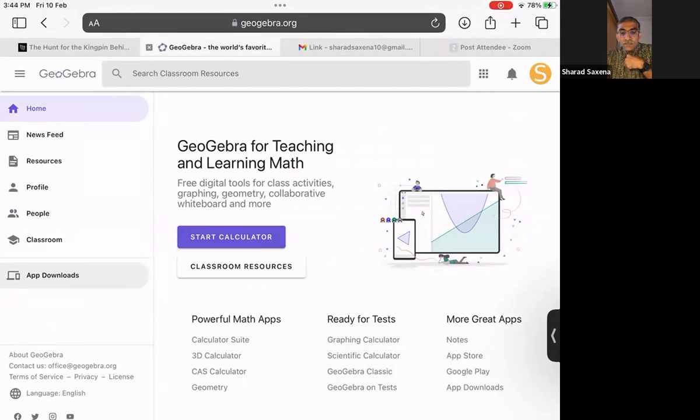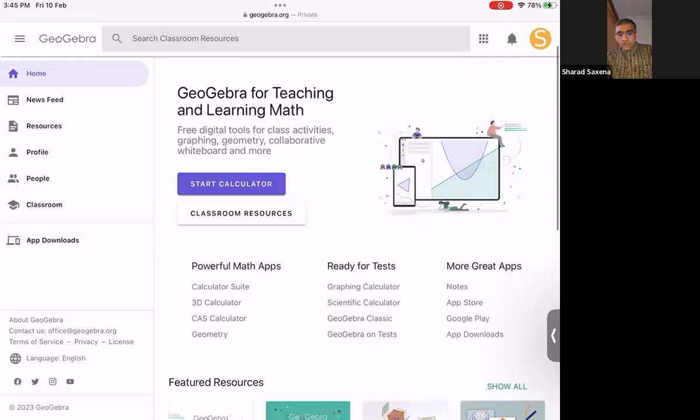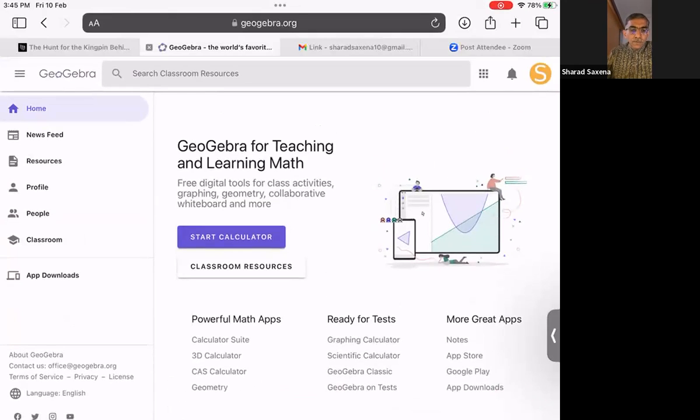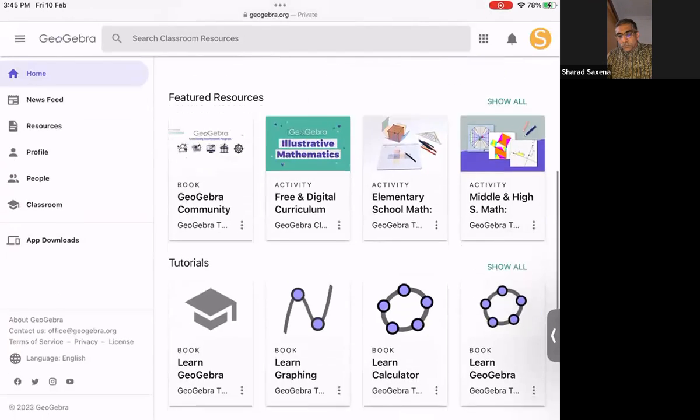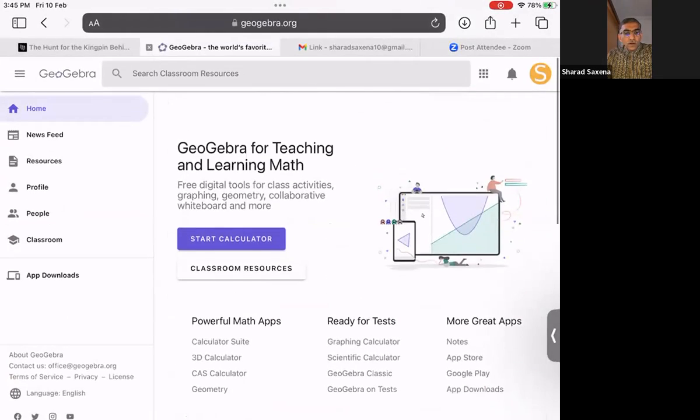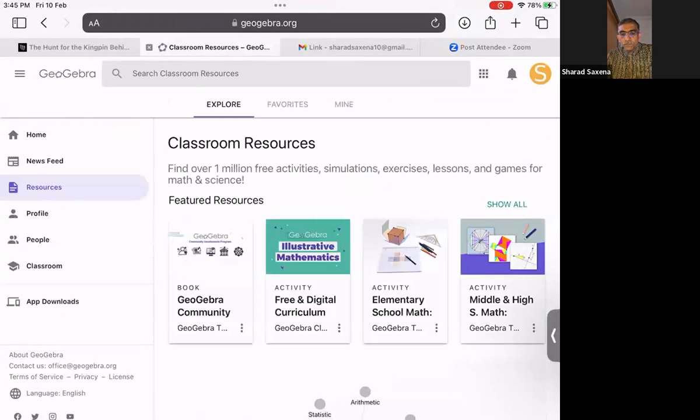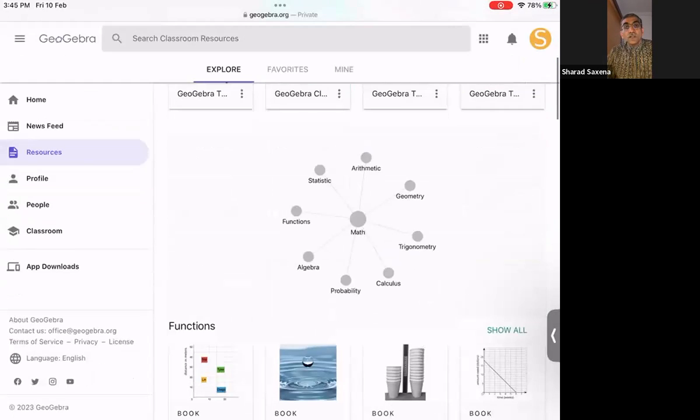GeoGebra for teaching and learning math. Though it's written math, because it has so many powerful calculators, graphing calculators and scientific things, it also has wonderful animation capability. Okay, so you can go and keep on exploring. When you go to resources, GeoGebra, community, curriculum, elementary maths, middle, high school, and then you can see the subjects over there and so on. You can keep on exploring.